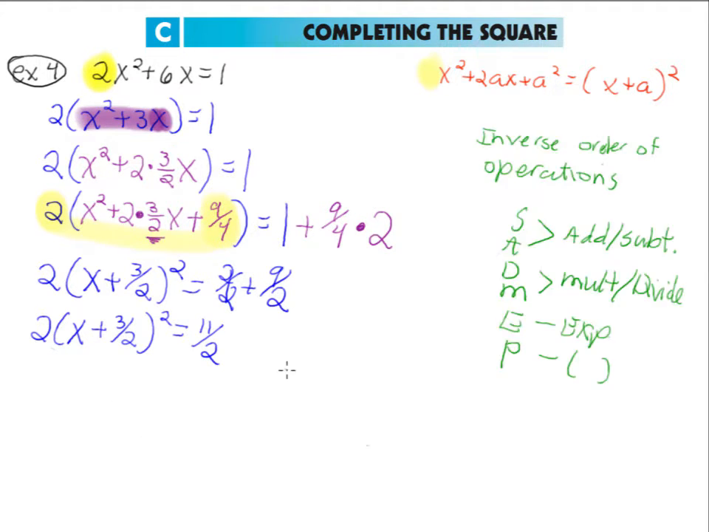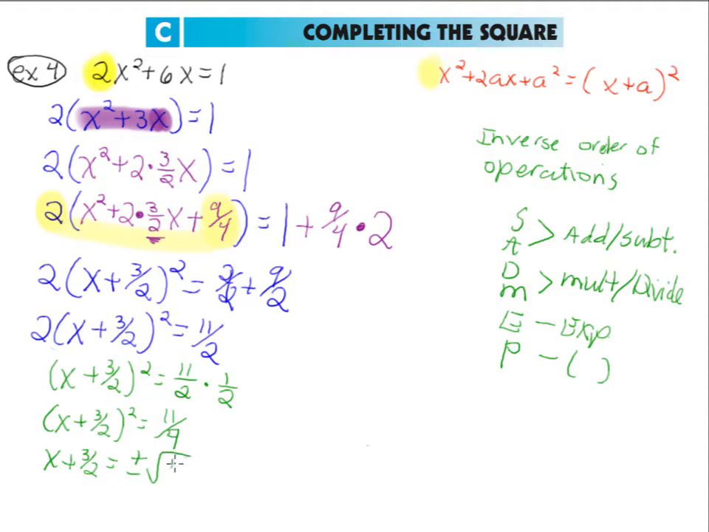And now all left to do is to solve this equation using our inverse order of operations. So I'm going to start by dividing each side by 2, because remember, inverse order of operations, we have to do multiplication and division before we do the square root, the exponent form. Now that I've divided each side by 2, I can take the square root of each side, and always remember to simplify this radical as we've learned in previous sections.